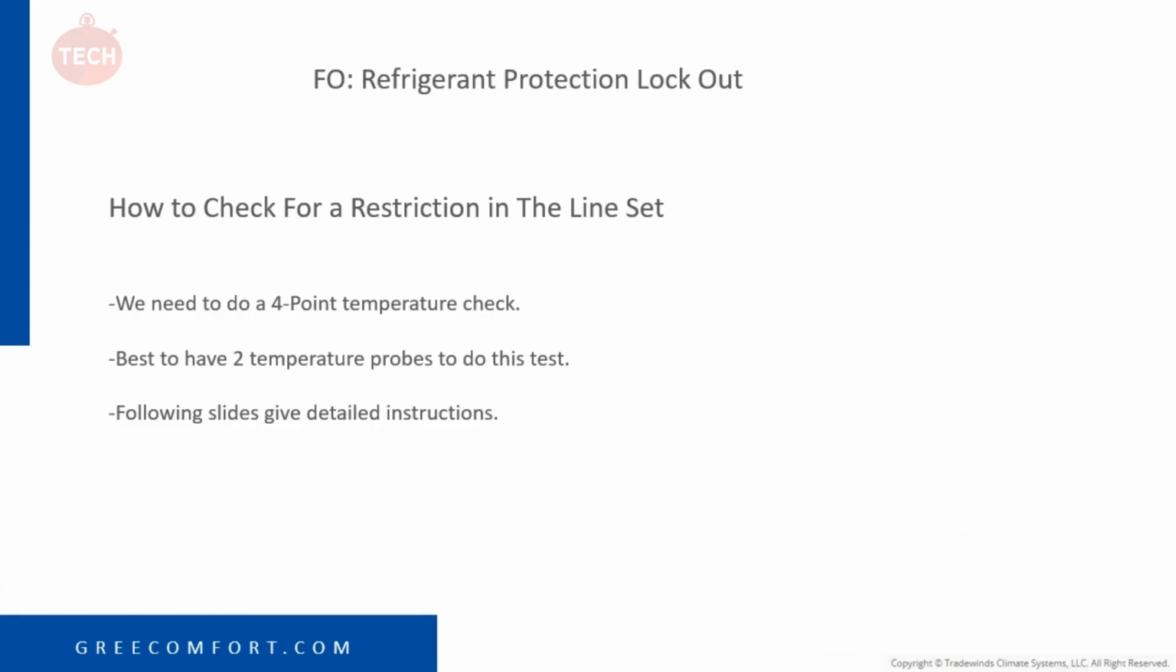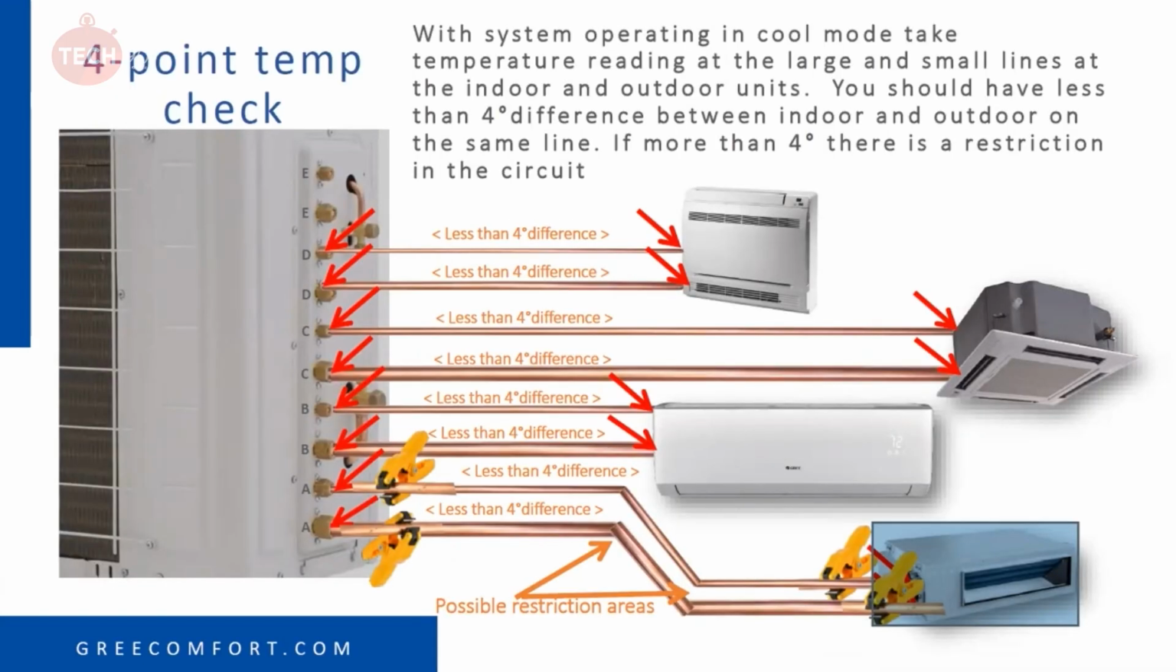So then we need to do a 4-point temperature check. It's best to have 2 temperature probes to do this test. The following slides will give you some detailed instructions on how to do that. So this is how to properly do a 4-point check. In this example, we have 4 zones, A, B, C, D. Ideally, you would have 4 temperature probes, where you can do 1 line at a time. If you have 2 temperature probes, I'm just going to use this bottom one as an example, where these arrows are here.